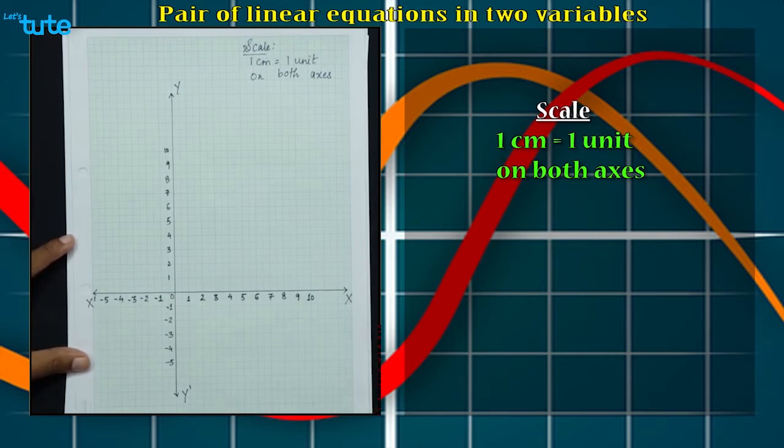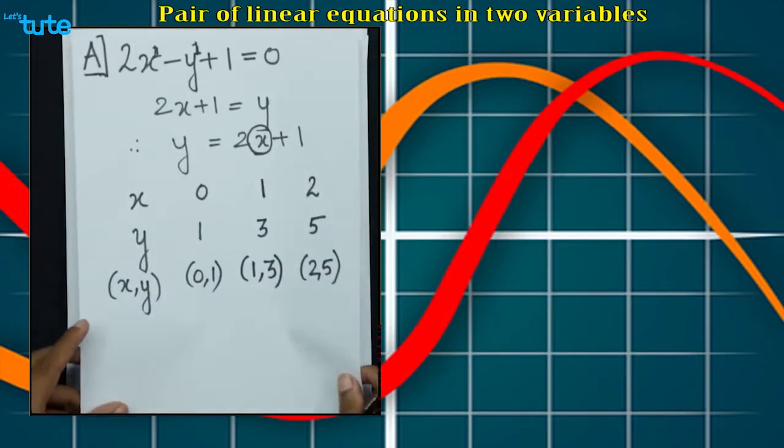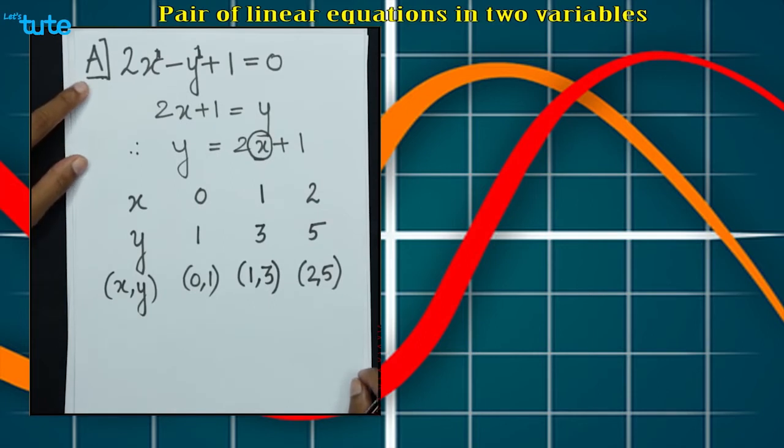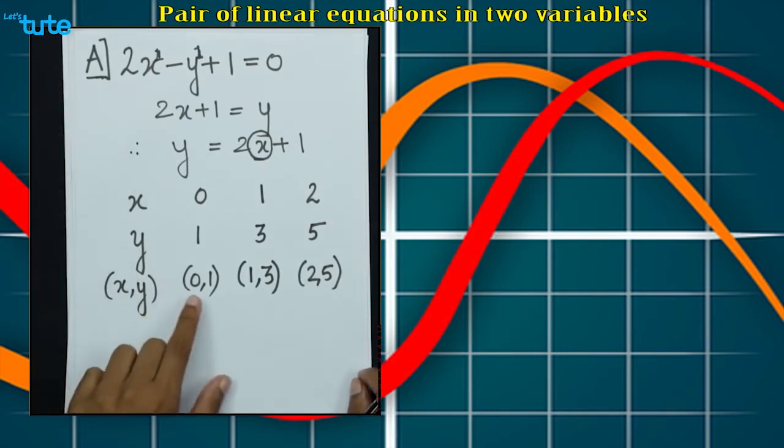Now our coordinate system is ready. The only thing which is required is to plot the graph correctly. Just to recall, this was the first equation which was with us. The first point that we got on the equation was 0, 1.